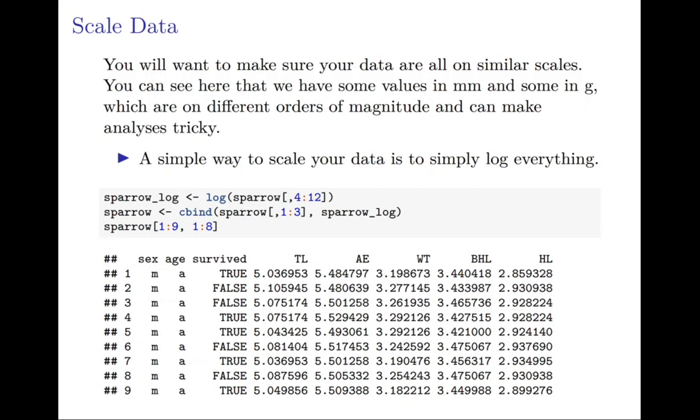So if you recall, the data, some are in millimeters, some are in grams, so they're on really different scales. And so one really simple way to scale your data is to just log everything. And so here what we're doing is logging all of our actual Y variables, so TL through the rest, but I'm only showing up to HL here, binding it back with the interesting categorical information, and then viewing it. So now you can see all of these data are on a very similar scale.